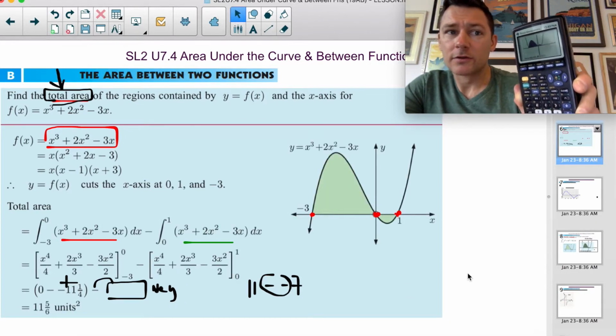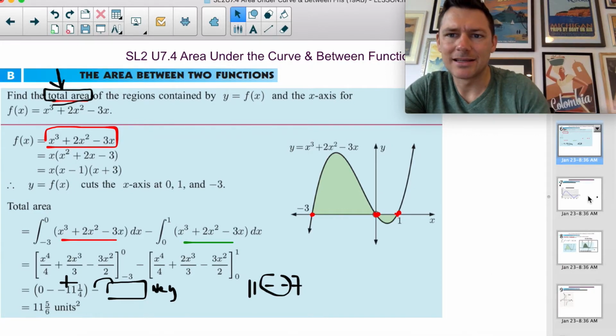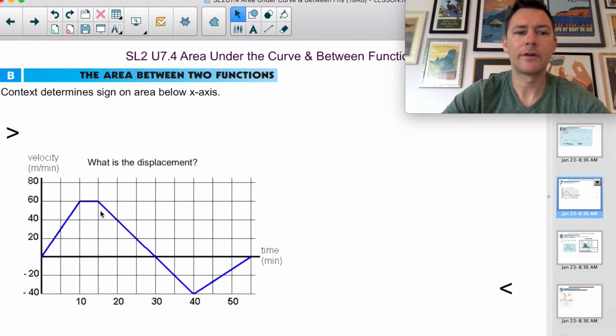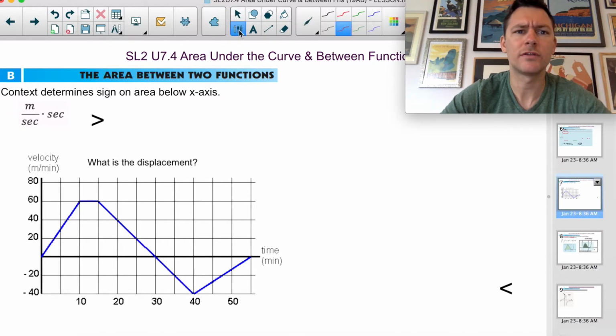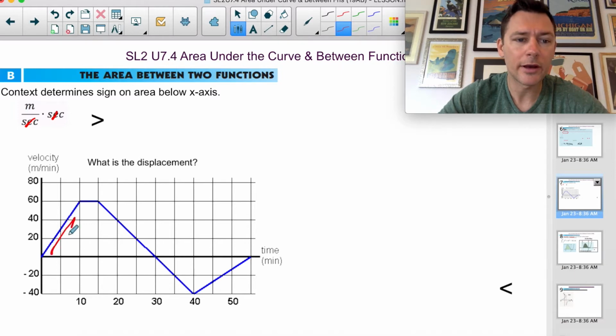Cool. So how do you know which to use? Well, it's all about context. So here's some context. We figured out, this is a velocity and time graph, and we figured out in one of our first sessions that if you're looking at velocity, meters per second, and multiplying by time, the seconds cancel and you're left with just a distance value. It's because velocity times time is distance. So the area under a velocity time curve tells you how far a particle has gone, or a car, or whatever.